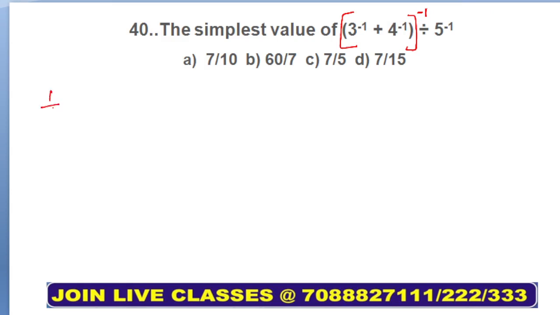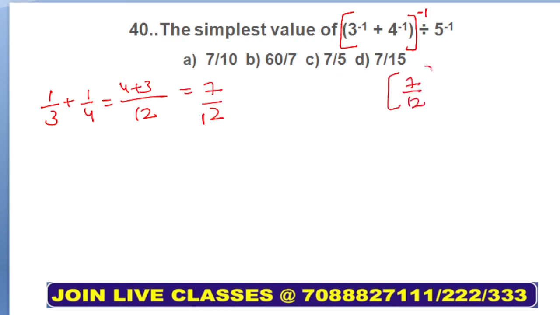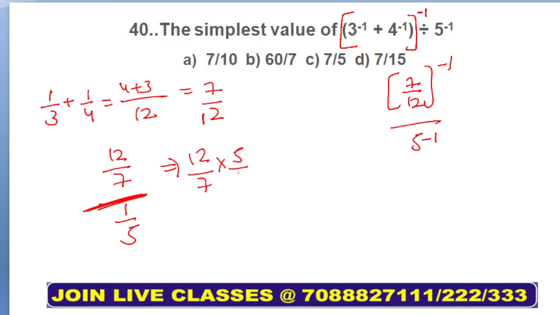3 to the power minus 1 matlab 1 upon 3. And 4 to the power minus 1 मतलब 1 upon 4. इनको solve करते हैं पहले. 12, 3, 4, 4, 3, this will be 7 upon 12. तो अगर मैं question के according देखूँ, this is 7 upon 12 की power minus 1 divided by 5 की power minus 1, यही है. 7 upon 12 की power minus 1 को I can write 12 upon 7 and divided by 5 की power minus 1. 5 की power minus 1 को I can write 1 upon 5, right? So this will be 12 upon 7 into 5 upon 1. 12 5s are 60 upon 7. 60 upon 7 will be your answer, option number B, right? Okay.